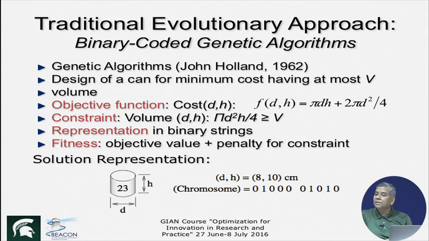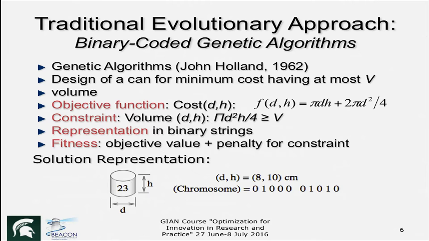So if you have 5 different variables, for every variable you find out independently how many bits you need, and then concatenate all of them to get a big string. So here, for example, for two variables, if I need 5 bits for D and 5 bits for H, I have a total 10-bit string that is fed to the GA. So the whole representation scheme now is that I need 10 bits, so the GA will randomly create these bits, 0 or 1, 0 or 1, randomly.